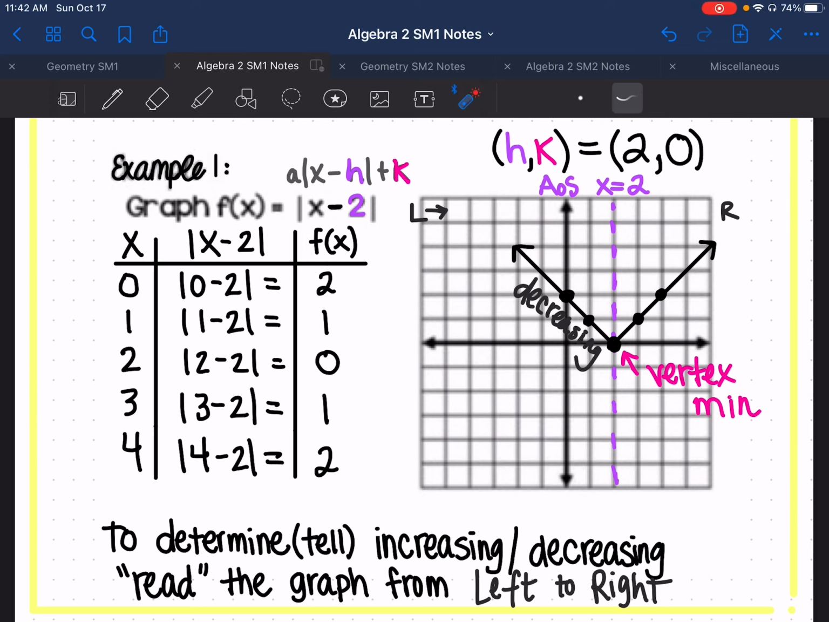Once I go to my vertex, I'm no longer increasing nor decreasing. I'm going to turn and I'm going to start reading in this upwards direction, which would be considered increasing. So just remember, downward is decreasing, upward is increasing. They both start with a vowel. All right, the last thing we need to talk about are the domain and the range of our graph.